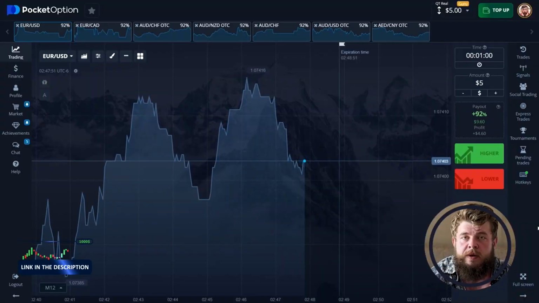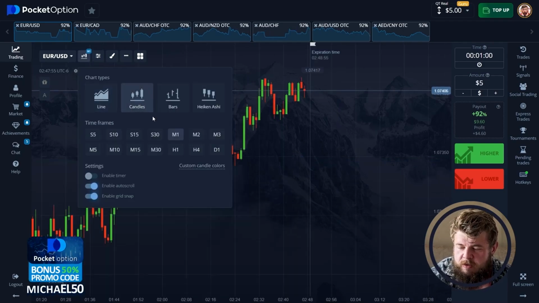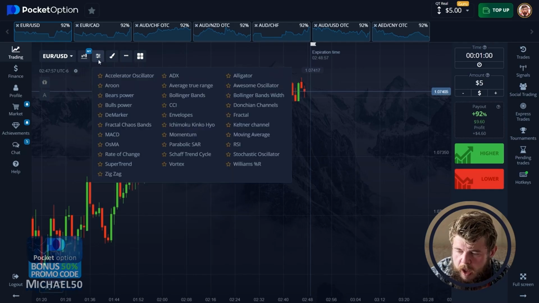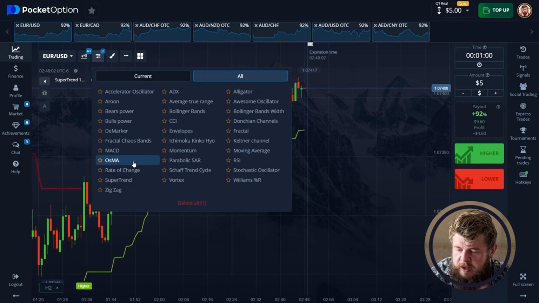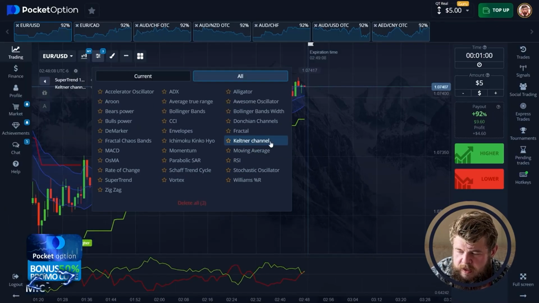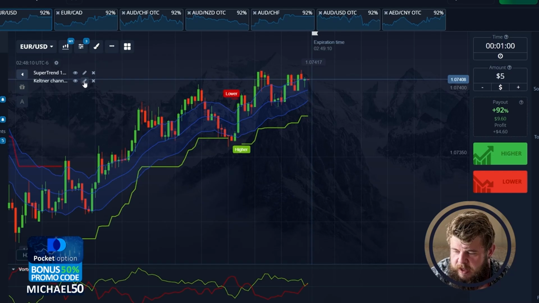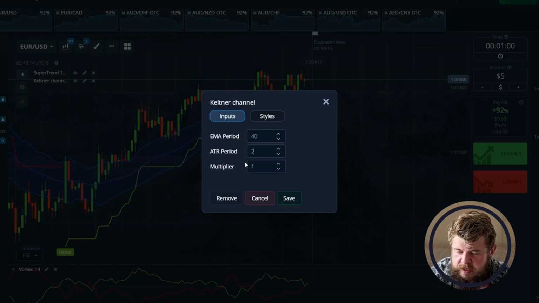Trading platform Pocket Option for the binary options. Now I'm going to set the chart. Just give me several seconds to do this. Okay, so first of all, let's add some indicators: Supertrend together with Vortex and Keltner channel. So that's it, Supertrend, Keltner channel and Vortex indicator. And now I'm setting the Keltner channel. It's almost done.